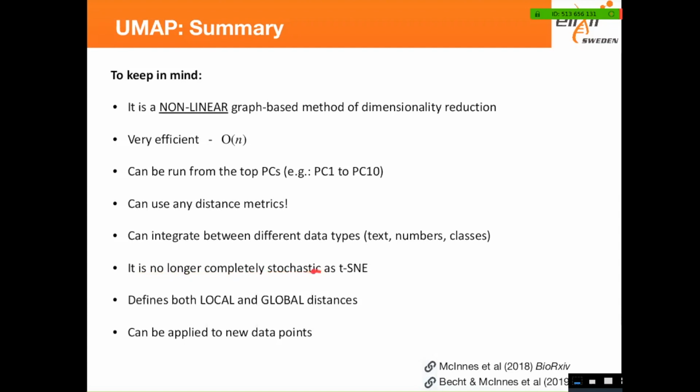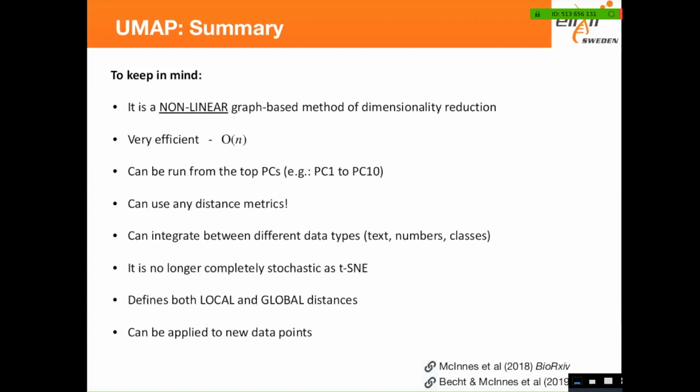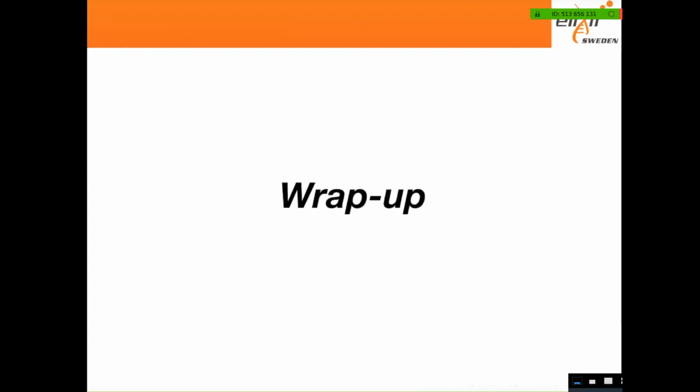And it's also no longer stochastic like the tSNE, and defines both local and global embedding of your data. Also you can apply it to new data points because the embedding is quite similar between two different runs. So as long as you have enough samples, the embedding should be very similar, considering that the data sets are also quite close. So if you have bone marrow and you add another bone marrow, you can map them together.